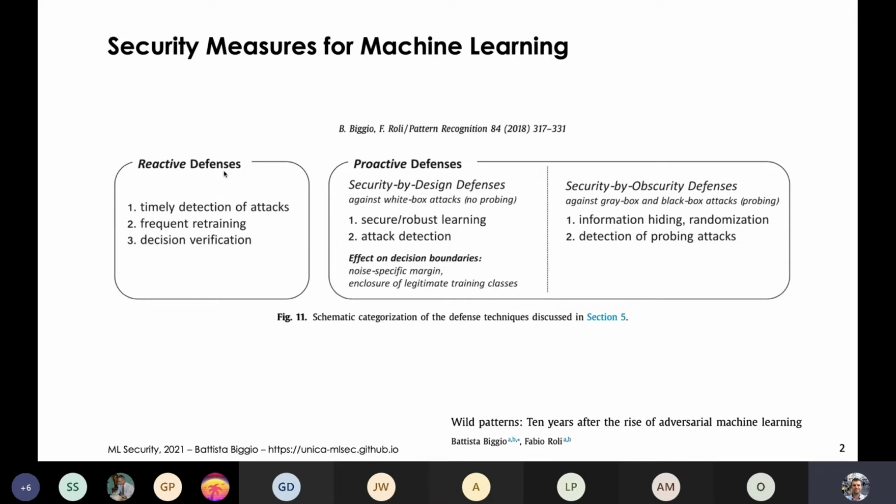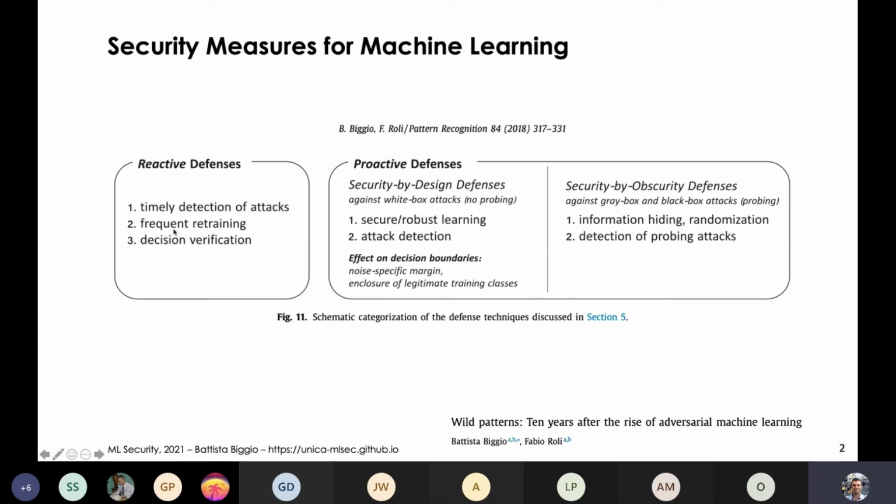Once you experience the attack, maybe an attacker evades your system, then you try to understand what happened. And this is something that you do in a reactive manner. After the attack occurred, you try to implement some defenses against it to prevent it in the future. These kinds of defenses are more heuristic in a sense, and what matters is the timely detection of attacks after they occur. If you spot that you have been attacked 2 months ago, that's probably too late already in typical cybersecurity applications.